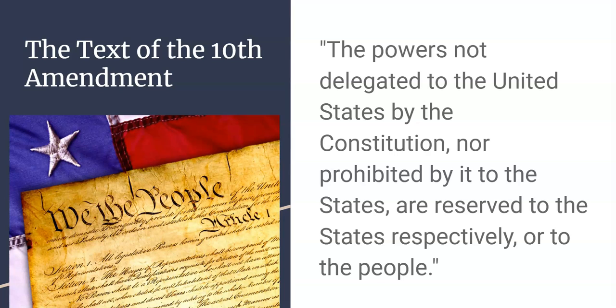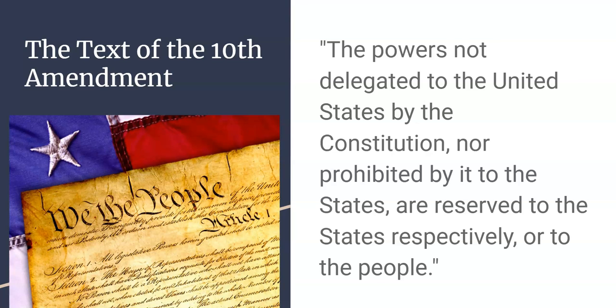So let's look at the actual text as a place we always like to start. The 10th Amendment says the powers not delegated to the United States by the Constitution, nor prohibited by it to the states, are reserved to the states respectively or to the people. Okay, again, we have a long sentence with lots of commas that's confusing, right? So what does this mean?